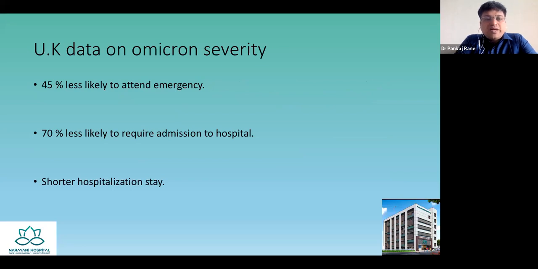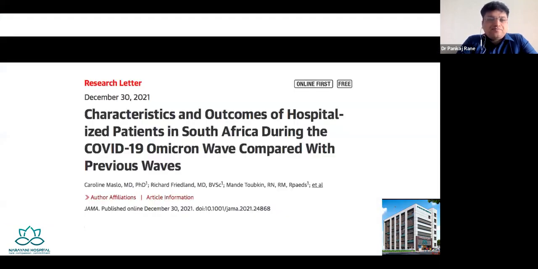So this is UK data on Omicron severity. The rate of presenting to the emergency department is 45% less as compared to the previous year. Suppose a patient comes to us in the emergency department, the chances of needing admission are 70% less. And all people who are admitted have a shorter hospitalization stay, maybe 3 to 5 days max.